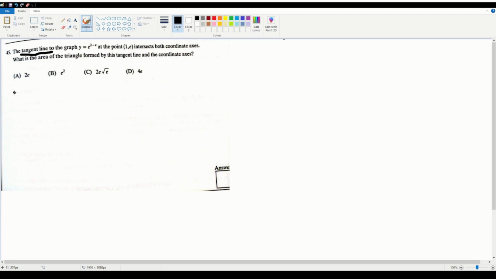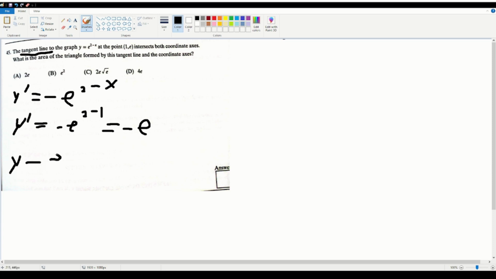First we're going to take the derivative, so y prime equals the derivative of 2 minus x, which is -1, times e to the 2 minus x. Now we're given a point to use, which is (1, e), so let's plug in 1, and 2 minus 1 is 1, which gives us -e. So now we can make a tangent line equation: y minus y1, which is e, equals m, which is -e, times x minus x1, which is 1.